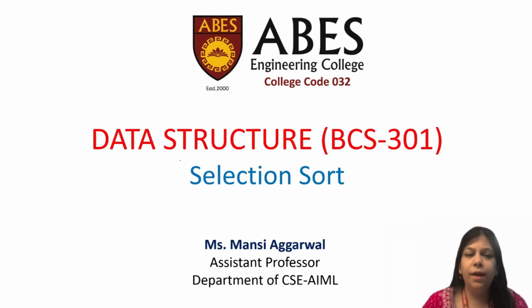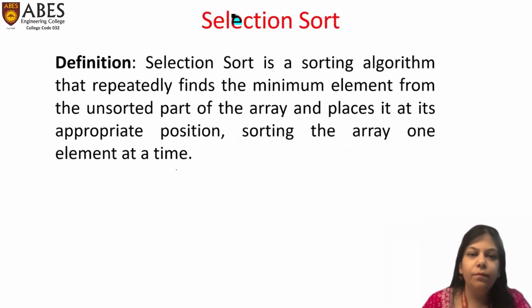Today, we will be discussing our next topic of data structures, that is selection sort. Selection sort is a sorting algorithm that repeatedly finds the minimum element from the unsorted part of the array and places it at its appropriate position, sorting the array one element at a time.